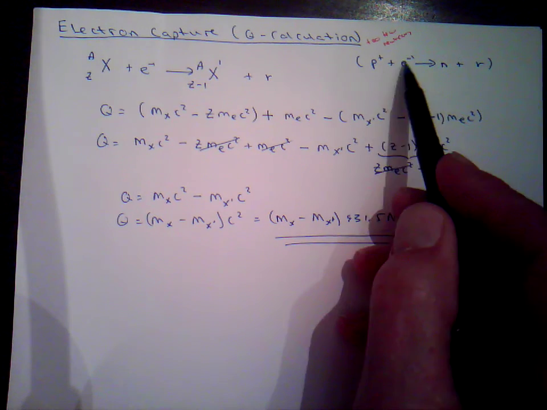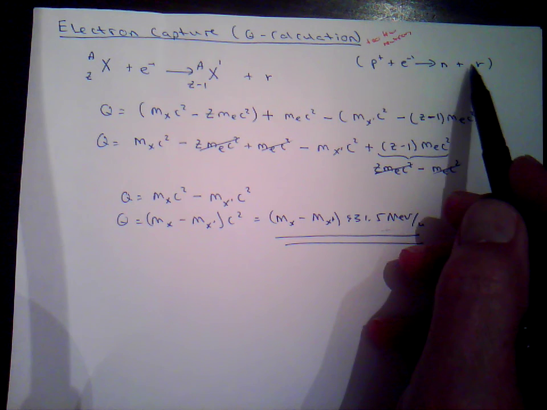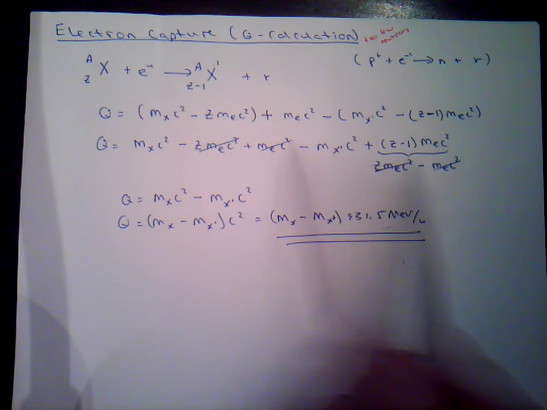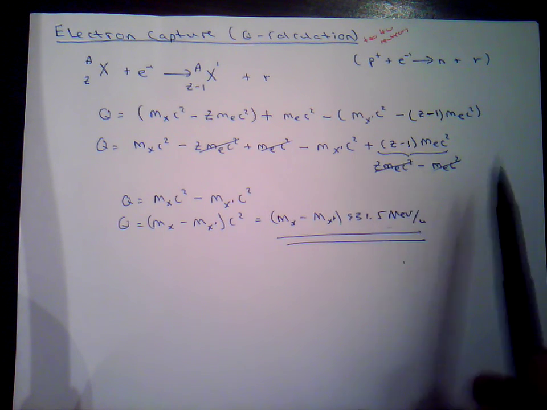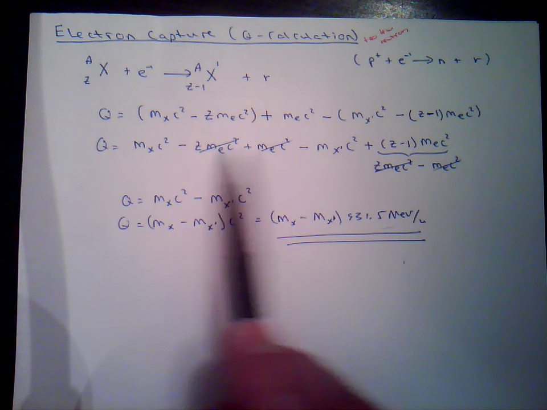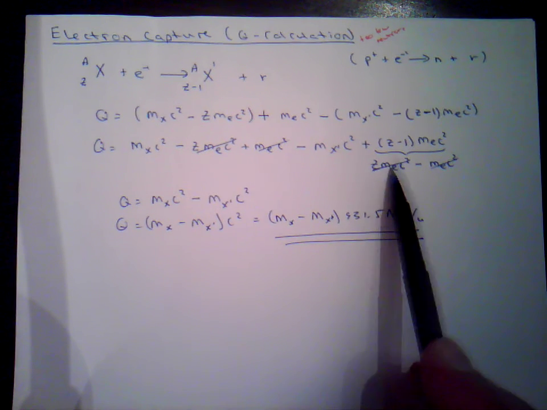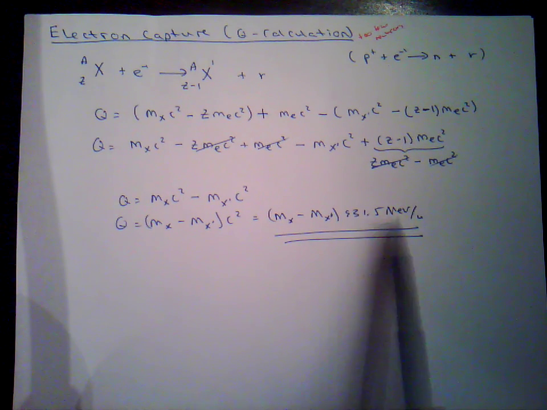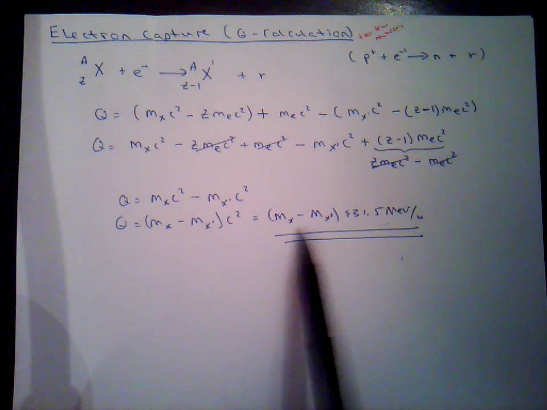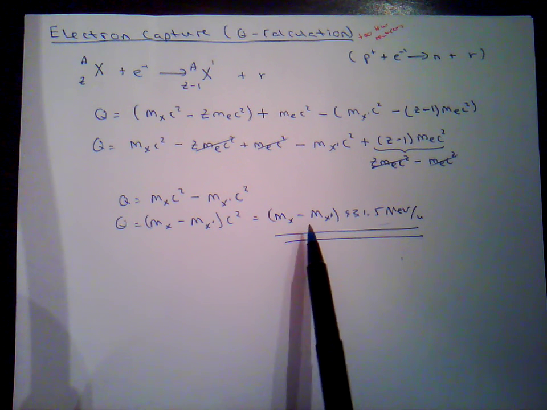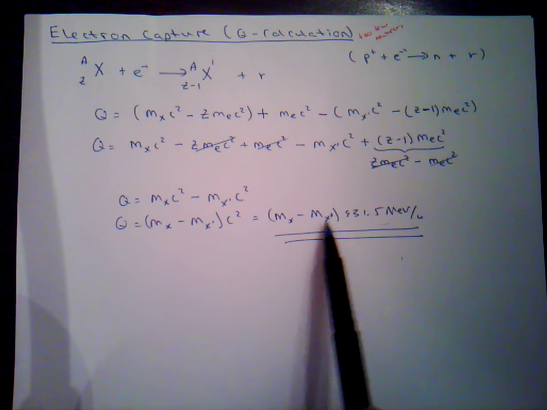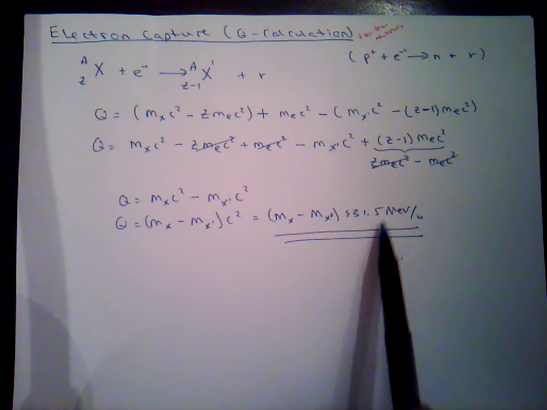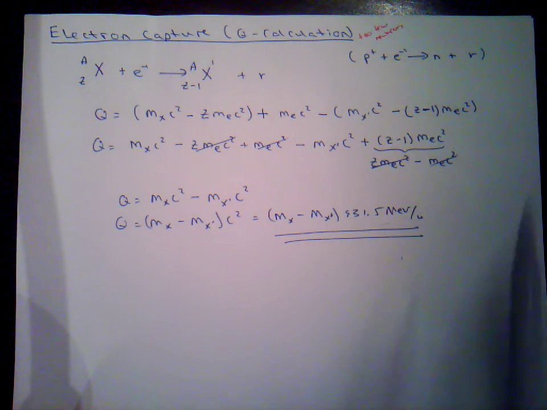So this proton and captured electron turn into a neutron and a neutrino. Again, if we look at this reaction taking into account the electrons like we've done before, notice how these electrons cancel. This is -2 mass electrons, +2 mass electrons, positive mass electron, minus mass electrons. So those electrons all cancel out. We end up getting this equation. Again, this is similar to the beta decay equation, which is simply the mass of the products minus the mass of the reactants, and then the conversion to energy. So this is the equation you need to know for electron capture.